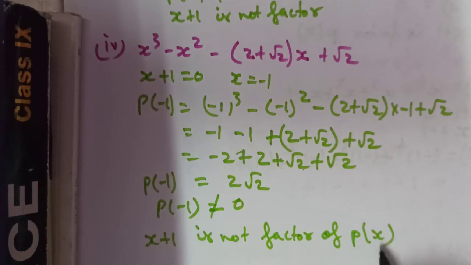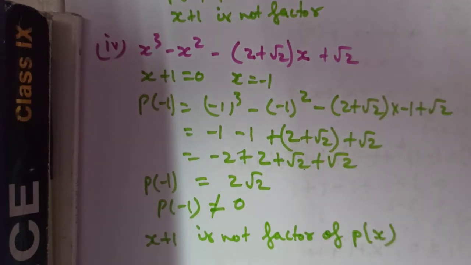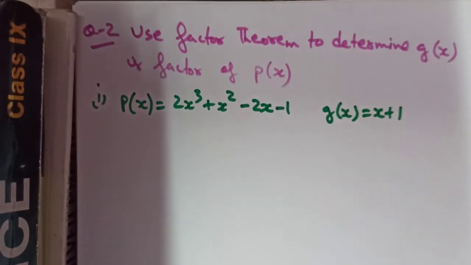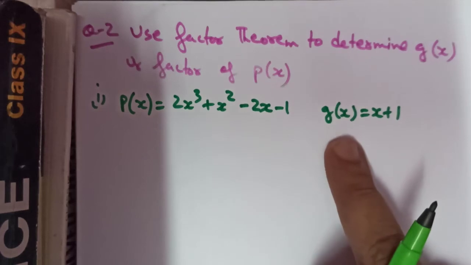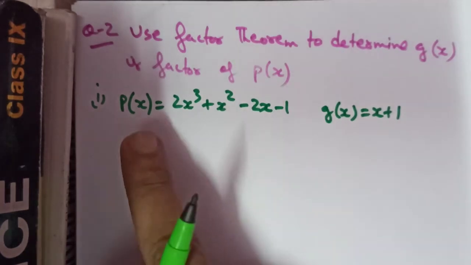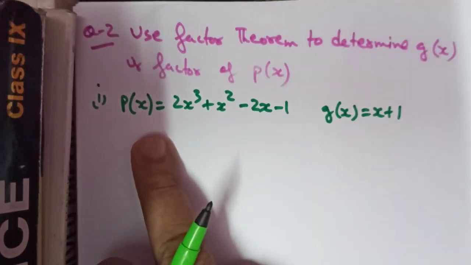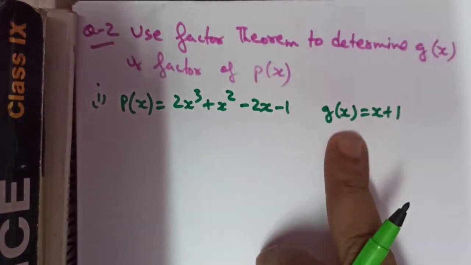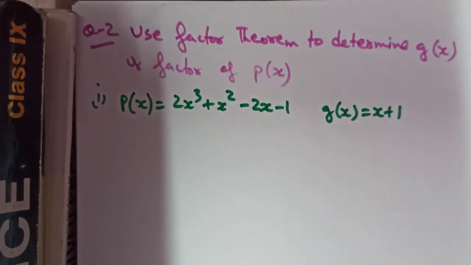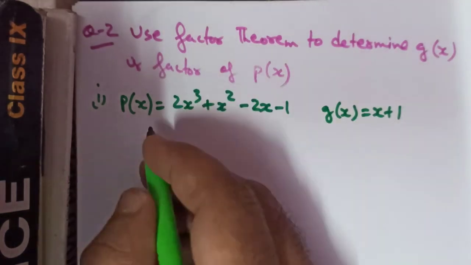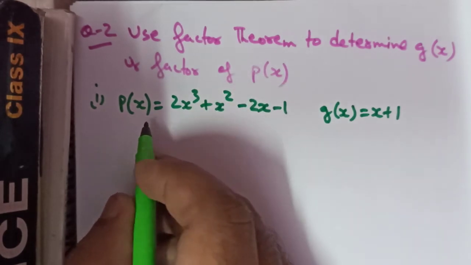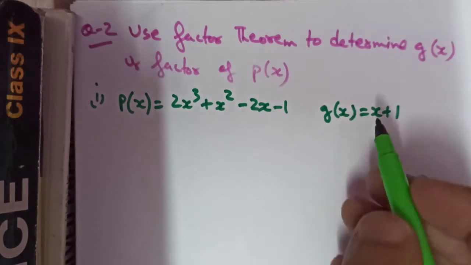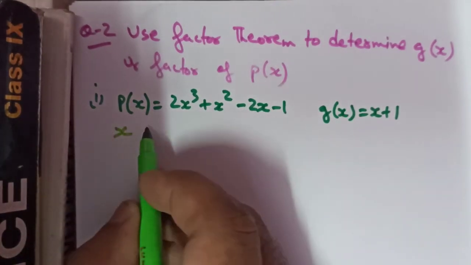Okay, now we'll move to the next question, question number 2. We have to use the factor theorem to determine whether g(x), that is the divisor, is a factor of p(x), that is the dividend. So polynomial p(x) is given and polynomial g(x) is given. We have to find out whether g(x) is a factor of p(x) or not. Similar question, but the language is a little different. So we will find the zero of g(x), that is the zero of the divisor, as we have done in the previous question also.